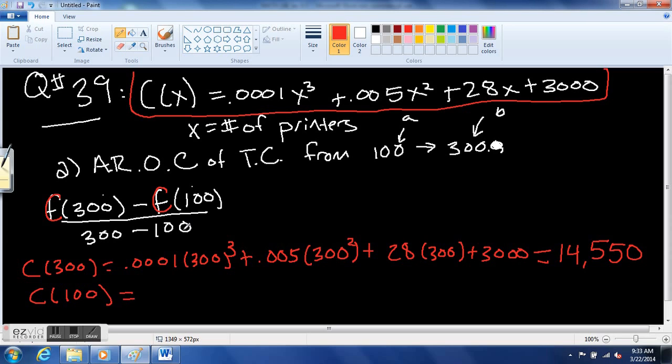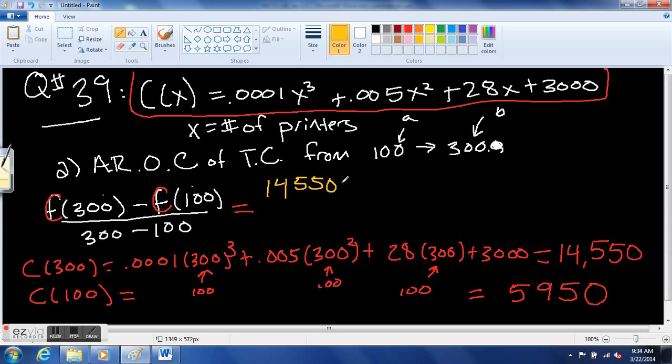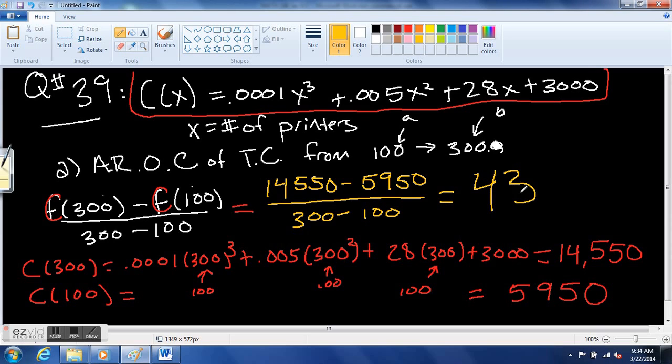So the cost function at 100, you do the same thing, but instead of 300, you plug in 100, right? Like that. 100 right there. That gives you 5,950. Obviously, I skipped some of the hard typing into the calculator part right there, so I'm going to move things along. So now we have 14,550, that's the cost function at 300, minus 5,950, divided by 300 minus 100. This will give us our average rate of change, and it is 43.